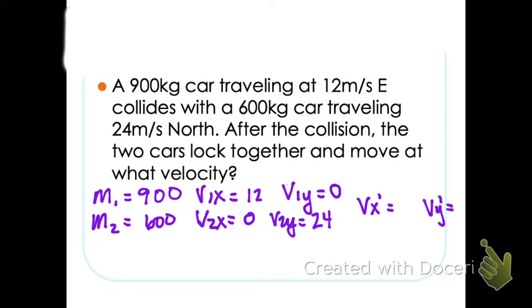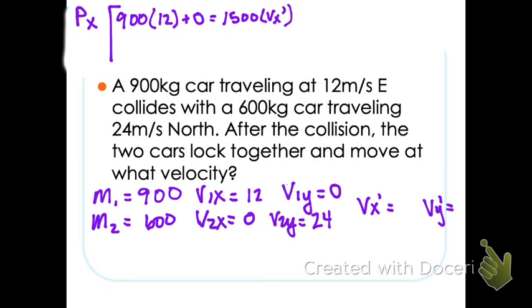Okay, so I'm just going to move up to the top here. I like to do the x direction first, and I would say 900 times 12 plus 0 equals 1500 Vx prime. Okay, are we good with where those came from? 1500 is the combination of our mass. We know that whole second term is 0 because it's not moving. The second vehicle is not moving in the x direction there.